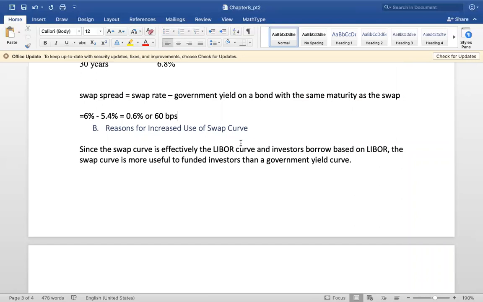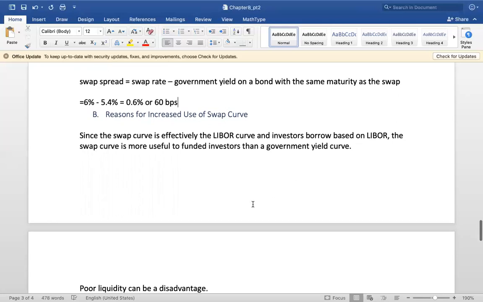Why is the swap curve increasingly used? As I have indicated, investors and issuers use the swap market for hedging and arbitrage purposes, and the swap curve is a benchmark for evaluating and pricing fixed income securities. Since the swap curve is effectively the LIBOR curve and investors borrow based on LIBOR, the swap curve is more useful to funded investors than the government yield curve. So mostly the investors we deal with are funded investors.